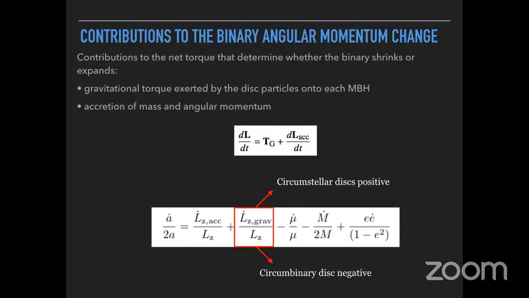You can decompose these in several terms, and the accretion of angular momentum is positive. The contribution of the gravitational torque is negative in the circumbinary disk, but is positive inside the cavity. And then you have the mass accretion terms, which are negative, so contribute to the shrinking of the binary. And you have an eccentricity term, which for circular binaries is mostly negligible.